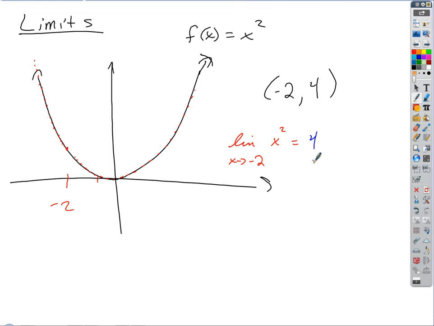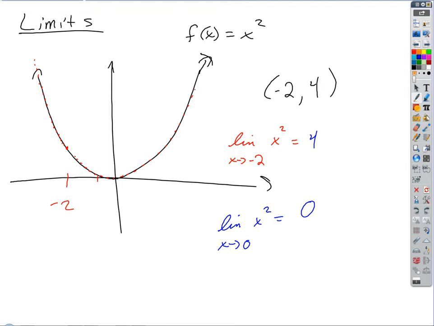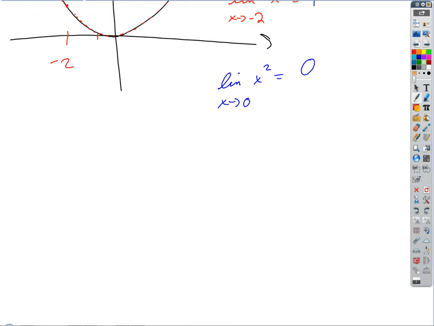Fill in the blank. The limit of x squared as x approaches 0 is 0. Good. Okay, let's take a different function. Very similar though. This is the function f of x equals x squared. Okay? What about the function instead?